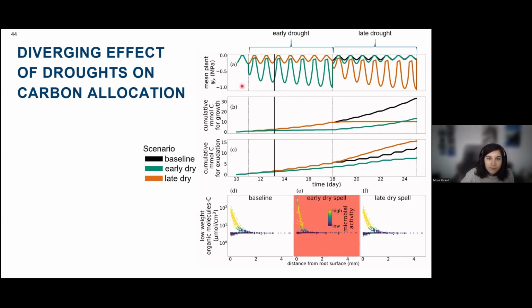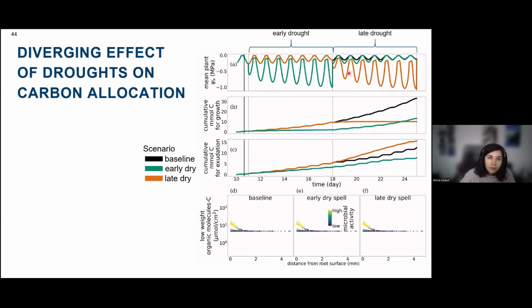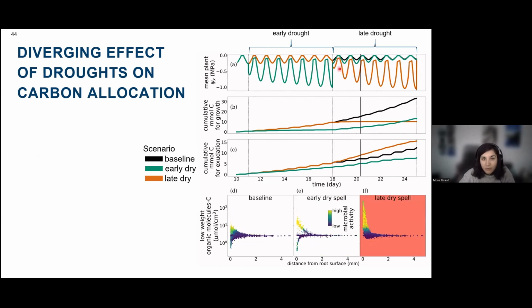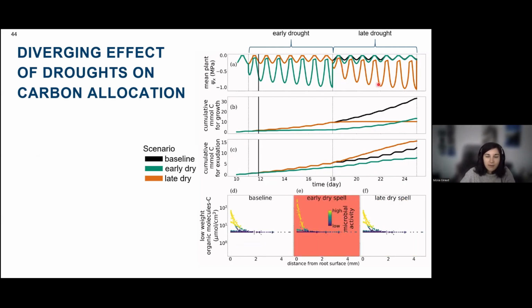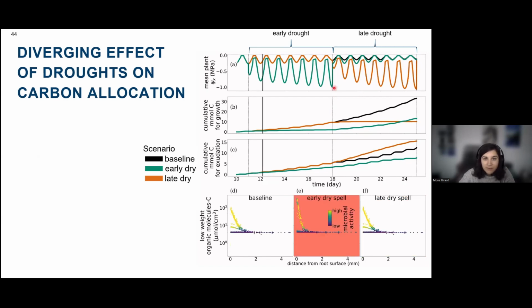So for instance, at the start of the early dry spell, we see a sharper drop in the plant water potential compared with the late dry spell, and that's linked to the size of the root system. So for the late dry spell, because we have more root surface area, the plant is better able to withstand the drought. But with the late dry spell, because you have this higher transpiration, because the root system is bigger and the leaf surface is bigger, by the end of the simulation, actually we get the lowest plant water potential with the late dry spell. Whereas at the end of the early drought, it is a little bit higher.